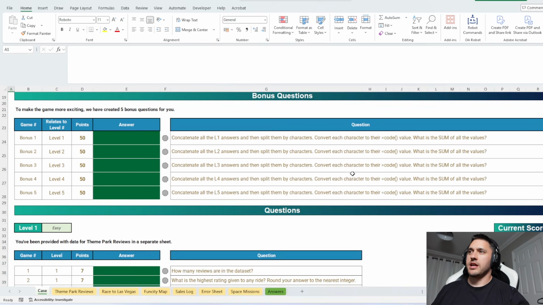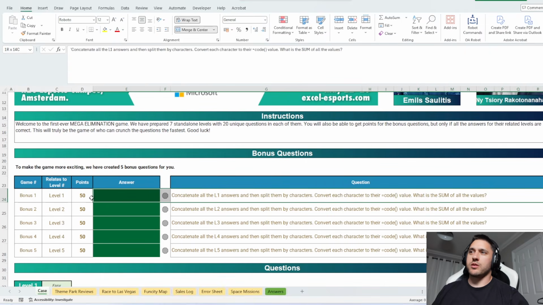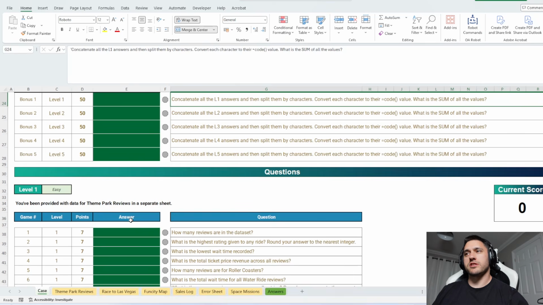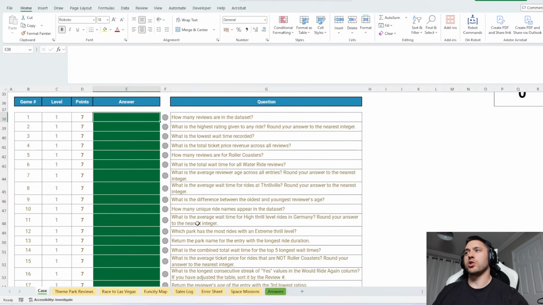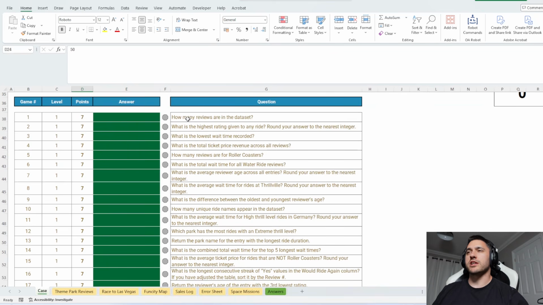Okay, let's add a bit of context to the Mega Elimination. The way it worked is every 30 seconds or something, the person with the lowest points would go out. There were 7 individual levels, and the bonuses were all the same. It was just get all the answers to the bonus and then concatenate the code of all of the answers, essentially. So if you get a full solve on a level, it means you get the bonus, which is worth 50 points. So you basically want to full solve each level.